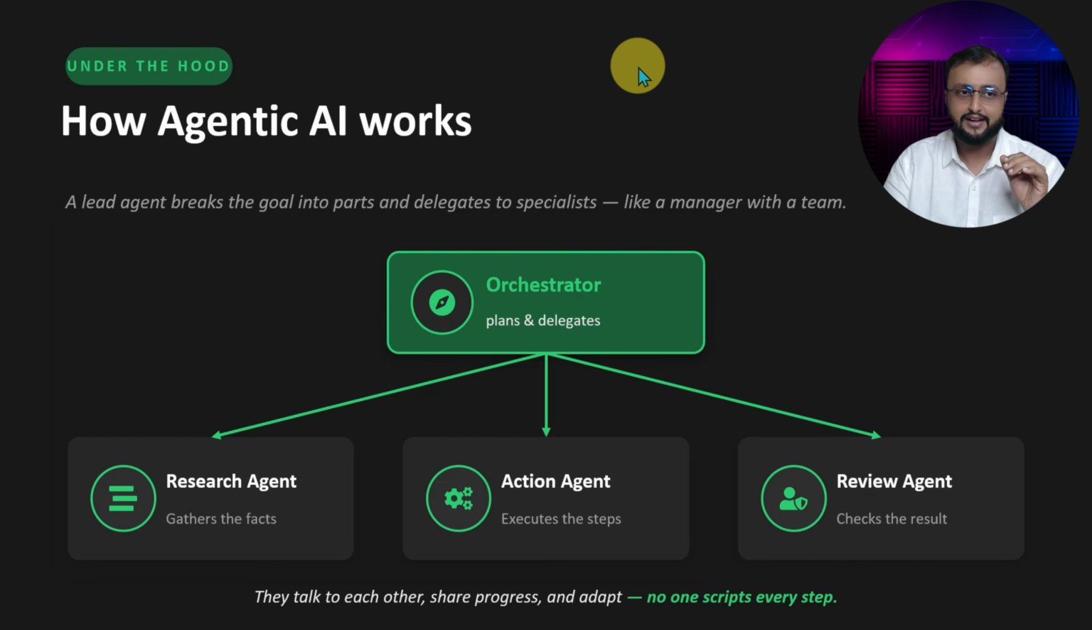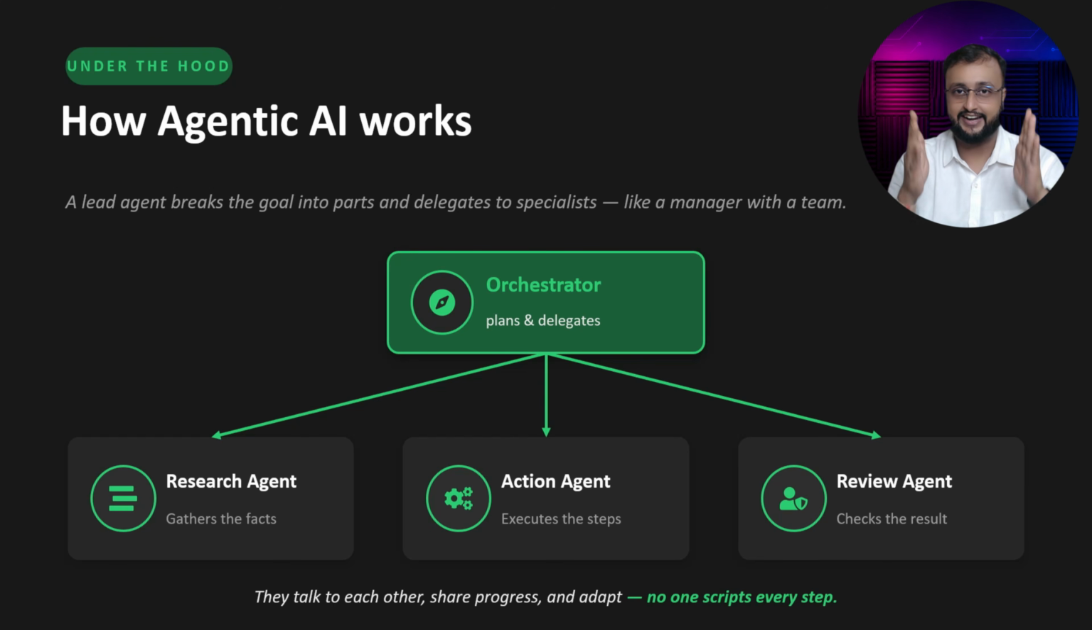Consider an example of a manager, like a lead agent that breaks the goal into parts and delegates to its specialists. Let's say you have given some complex task to your agent to perform. Then what it does is orchestrate, which means that it plans and then delegates to the appropriate agent. Many times you have observed this situation when you are using Claude Code, or maybe even ChatGPT's Codex, or GitHub Copilot: you open your code repository, then you make a prompt.